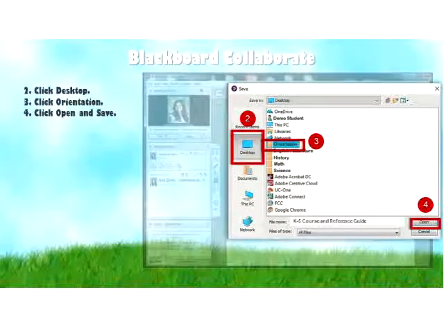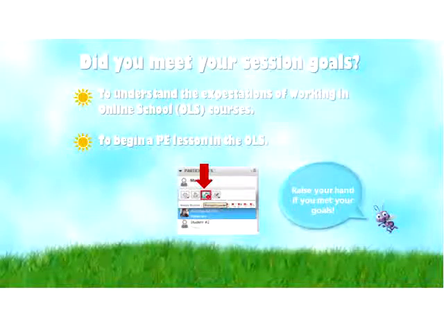All right, I see some green checks coming in, and here are those goals again. And they were to understand the expectations of working in the online school courses and to begin a lesson in PE. At least open that up, and then you can get started later today. Raise your hand if you feel like you've met your goals for the day, or for this class, I should say. We learned how to open up those lessons and work in them. Good.